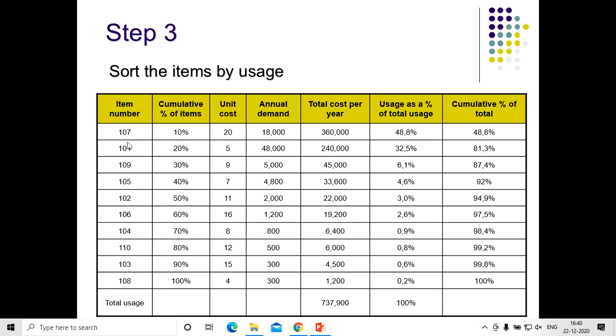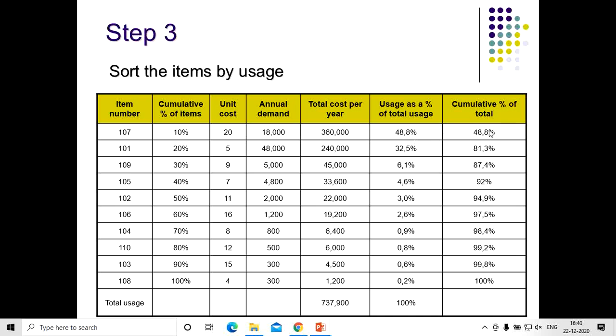So in descending order, if I arrange the items, the item numbers which were serial are now disordered because I am putting the items in descending order. That is 48%, highest percentage first and lowest percentage last. Okay, in this way I have put the percentage usage in descending order.